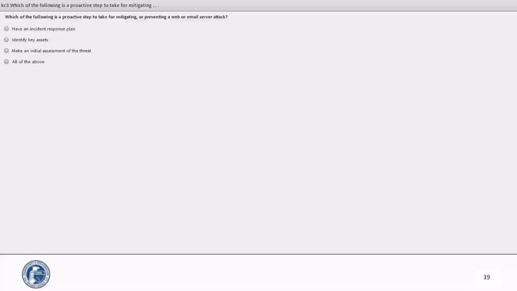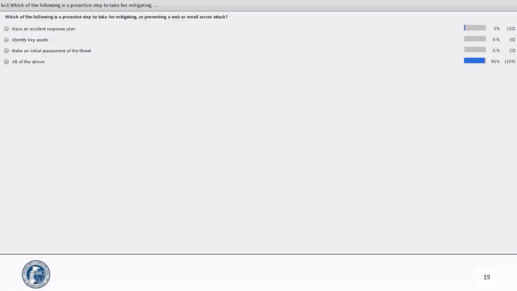All right, let me go ahead and broadcast the results. So once again, you can see what you're selecting. And it looks like at this point, 95% of the class is saying all of the above in regards to this question. So let's look at the question. Which of the following is a proactive step to take for mitigating or preventing a web or email server attack?